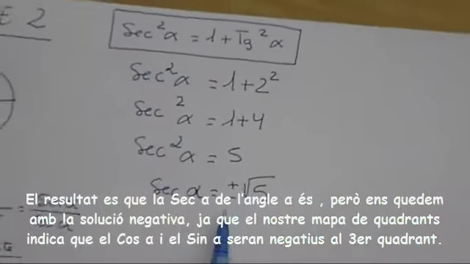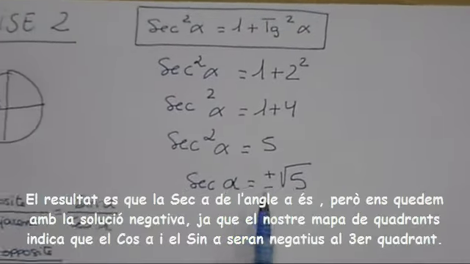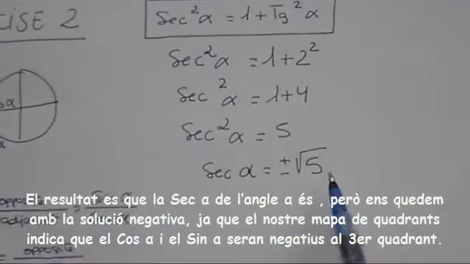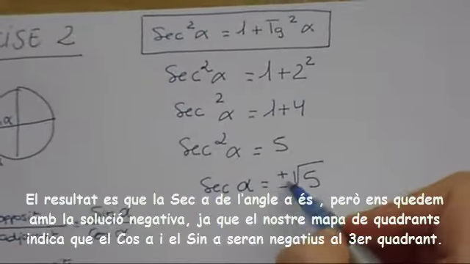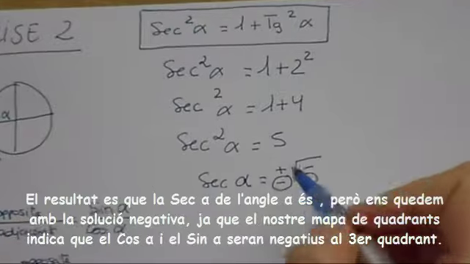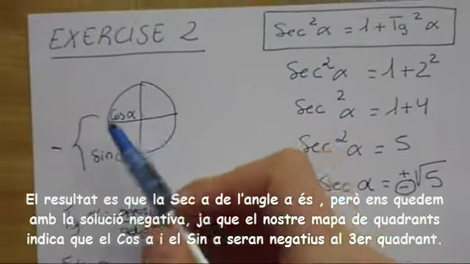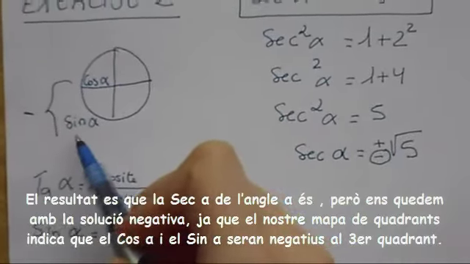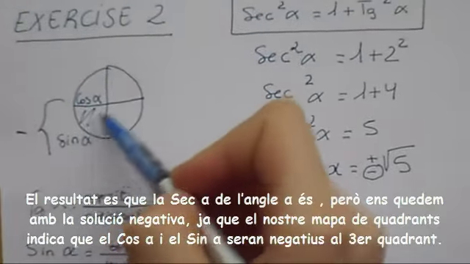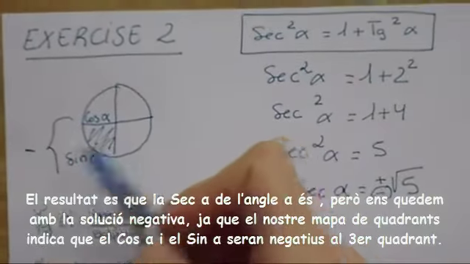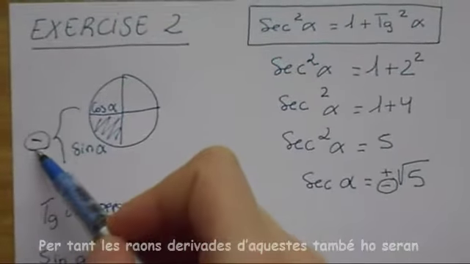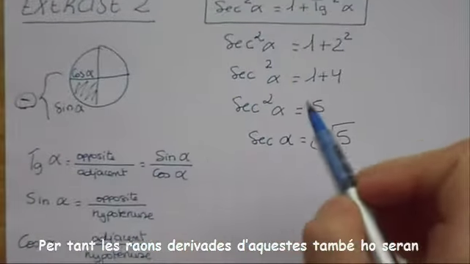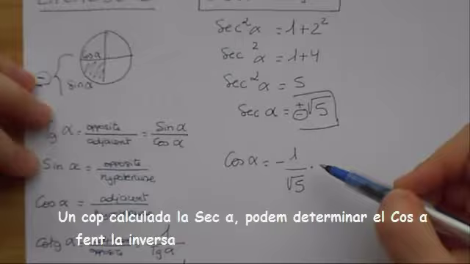The result is that the secant of alpha of the angle is plus or minus root of 5, but we only have to take the negative solution because our map of quadrants indicates that the cosine of alpha and the sine of alpha of a third quadrant will always be negative. At the same time, the functions that are derived will be negative too.